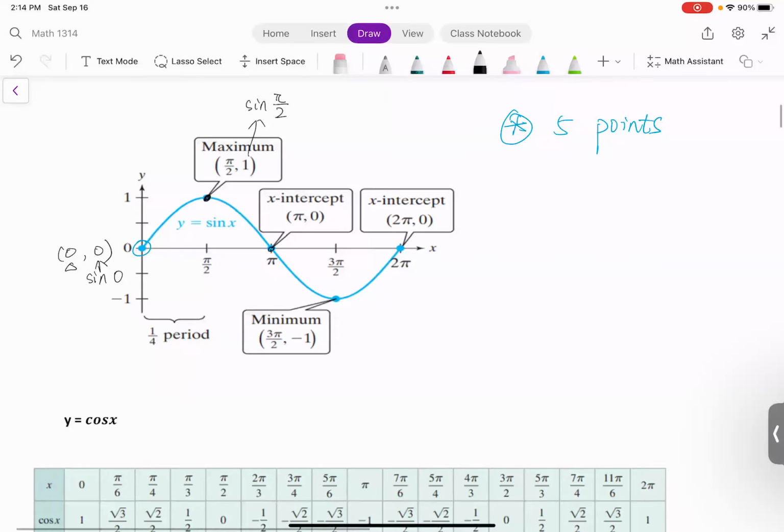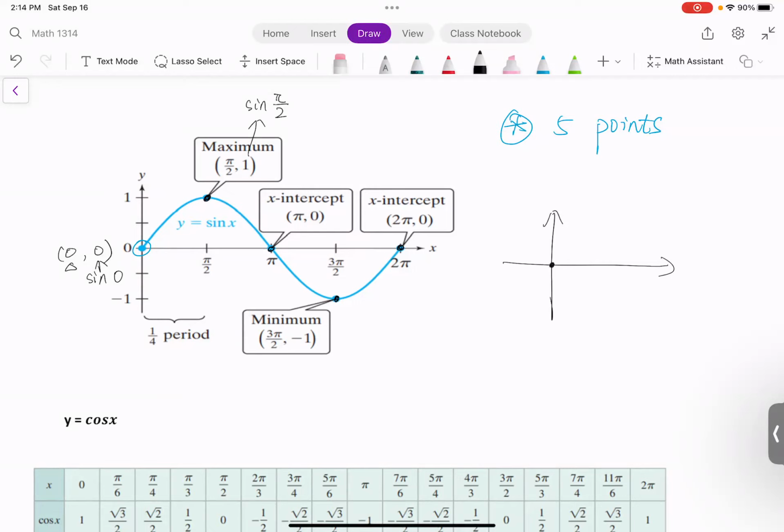And the next key point is pi. x equals pi, y equals 0. Next key point, 3 pi over 2, y equals -1. Next key point is (2 pi, 0). So please pause the video and on your scratch paper, draw this image maybe 2 times.